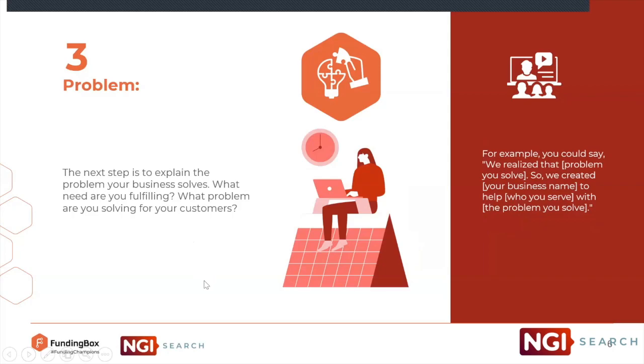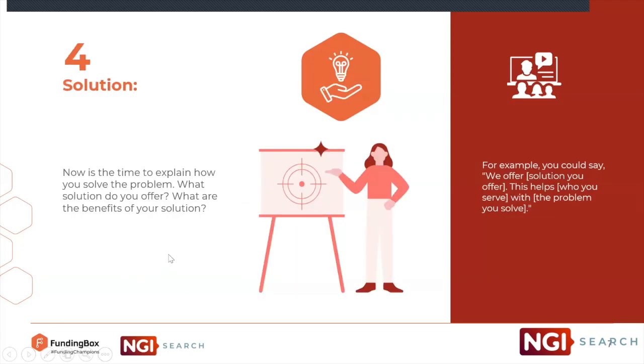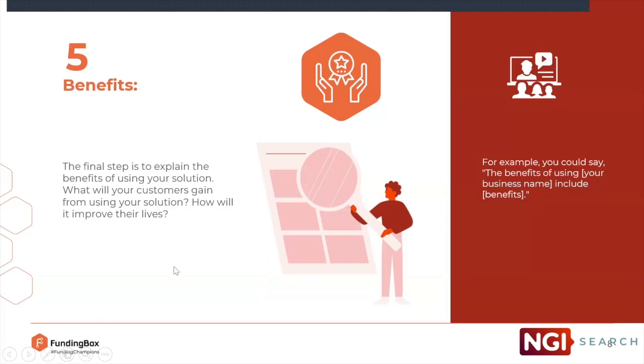Now, the problem. Of course, the next step is to tell people what needs you are fulfilling, right? And then comes the solution. Now, it is time to explain how you solve that problem. What solutions do you offer? Why are you approaching these people, right? And then the benefits. The final step is to explain the benefits of using your solution.